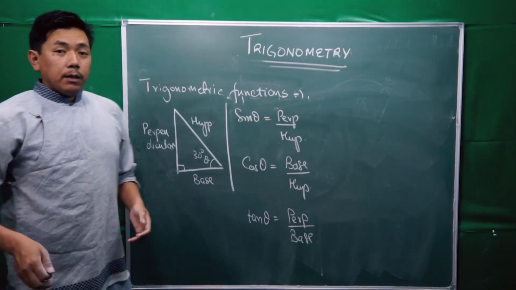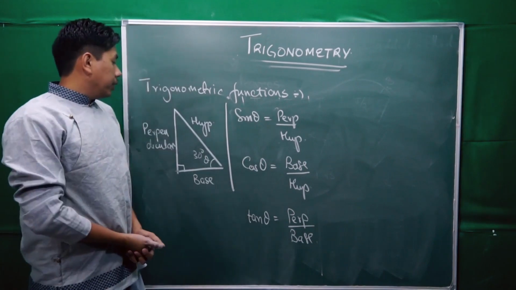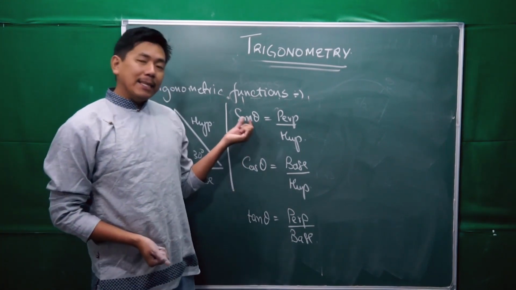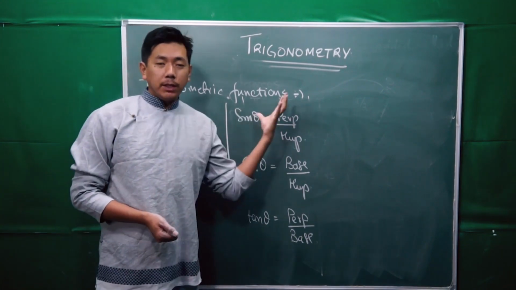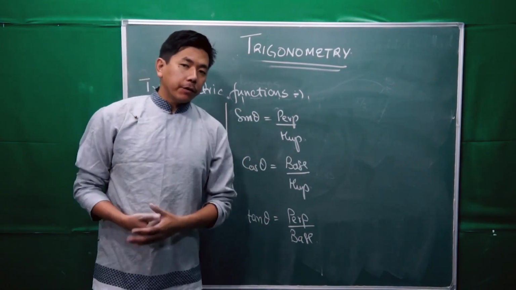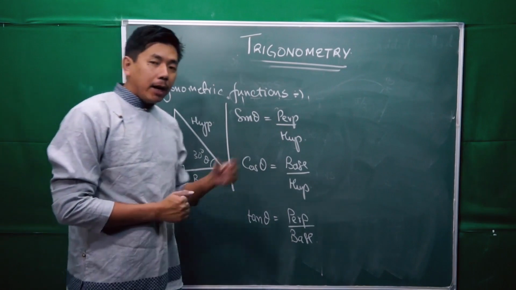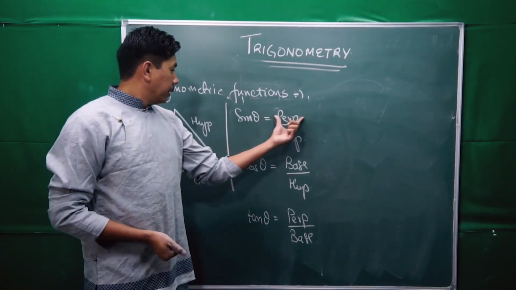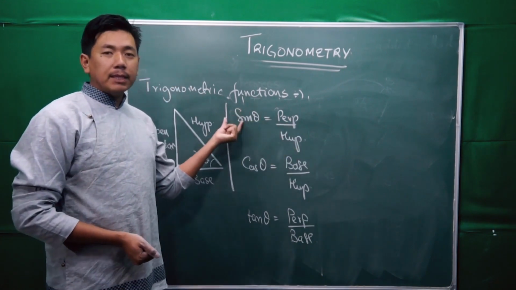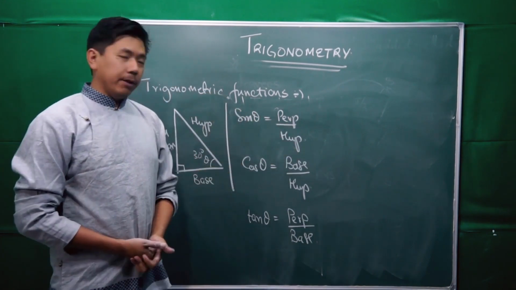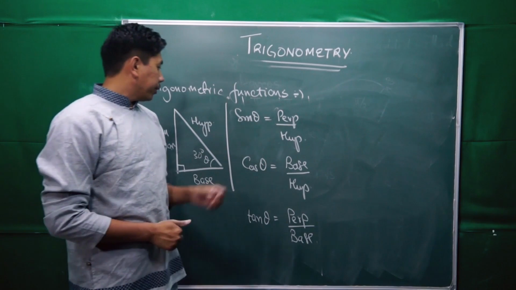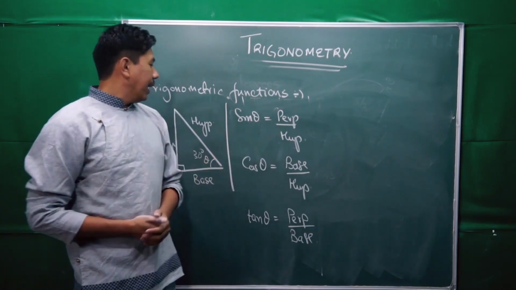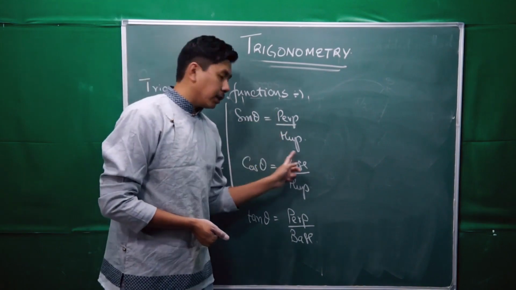Okay, so these three ratios need to be understood. Whenever we talk about a certain angle, the sine of the angle will always be the ratio of the perpendicular of the right angle triangle by the hypotenuse of that same triangle. Simple. This ratio is known by the name sine theta. Now, how is it important?